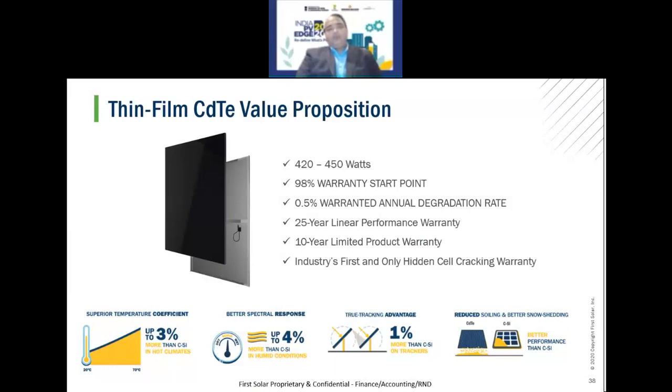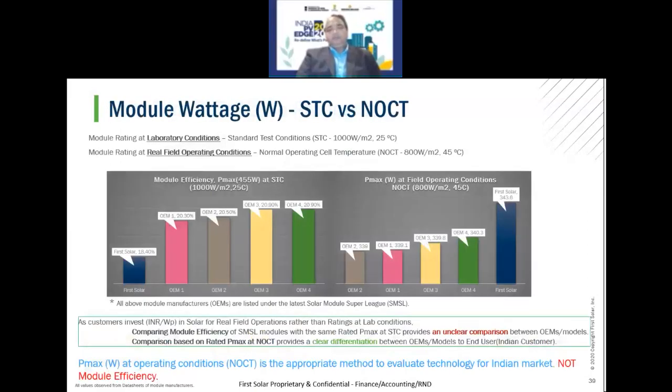The nameplate of our current modules is in the range of 420 to 450 watts. These modules demonstrate better temperature coefficient. They have best in the industry, unmatched spectral performance, true tracking, and reduced soiling-related performance losses.